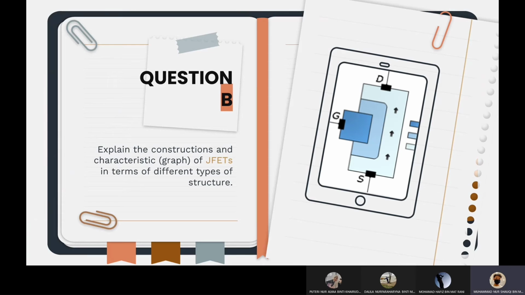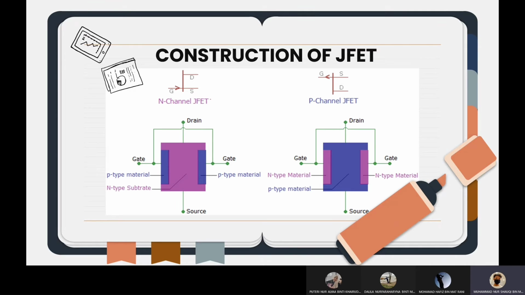Next, we go to question B. As a figure, explain the construction and characteristic graph of JFET in terms of different types of structure. I pass to Hafiz bin Makrani to present. Okay, that is my part.